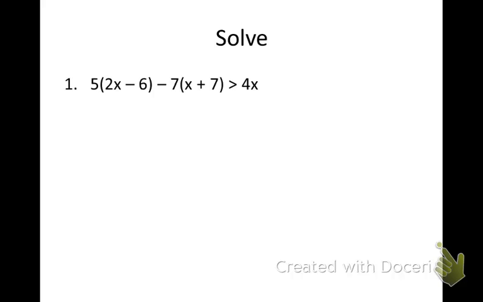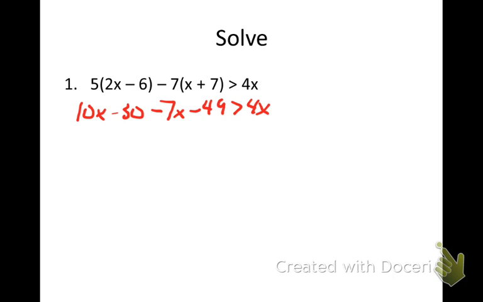So today we're going to be solving inequalities, compound inequalities. Here I just started with a regular inequality because I believe you have one of these on the quiz. So just getting variables on one side, numbers on the other. So we're going to distribute. We're going to get 10x minus 30. Distributing our negative 7, we get negative 7x minus 49 is greater than 4x.